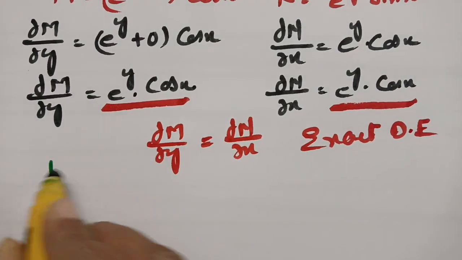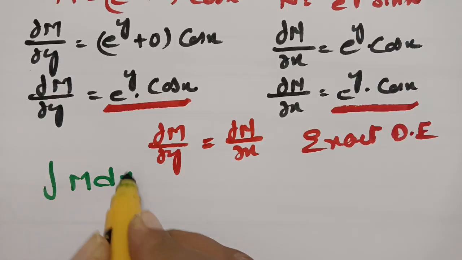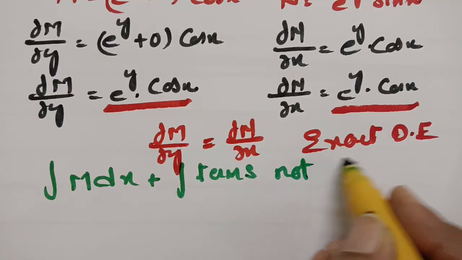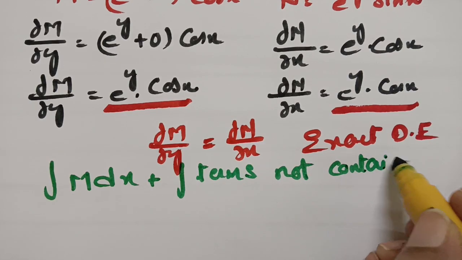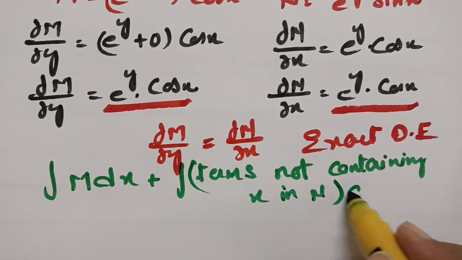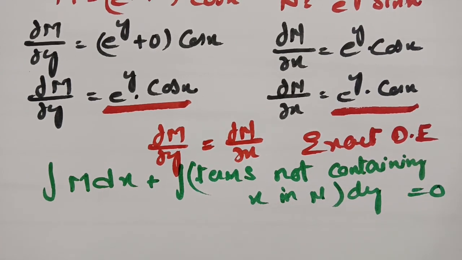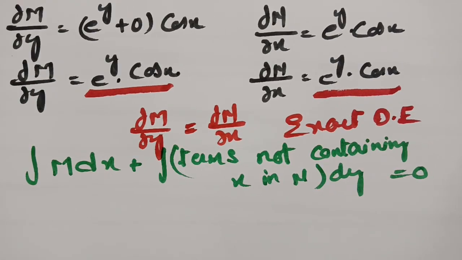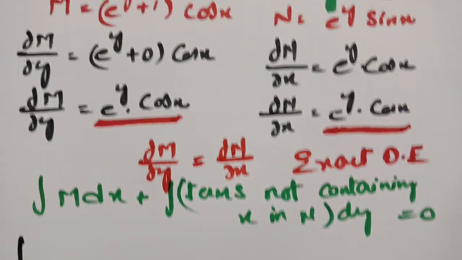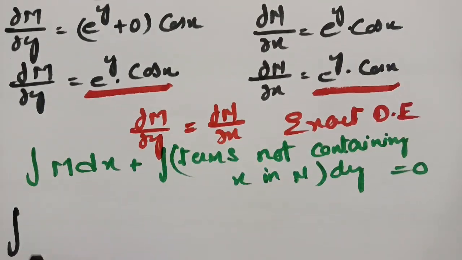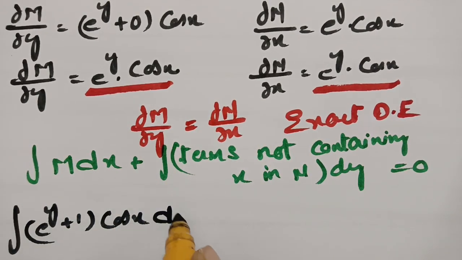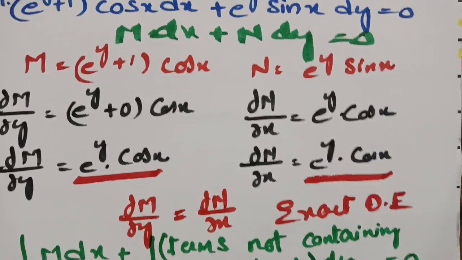There is a formula here, that is M dx plus the terms not containing x in N of dy is equal to 0, or is equal to c. If you observe here, what is M here? M I have to pick from the question. So this value is M. So M is nothing but e^y plus 1 into cos x into dx plus the terms not containing x.